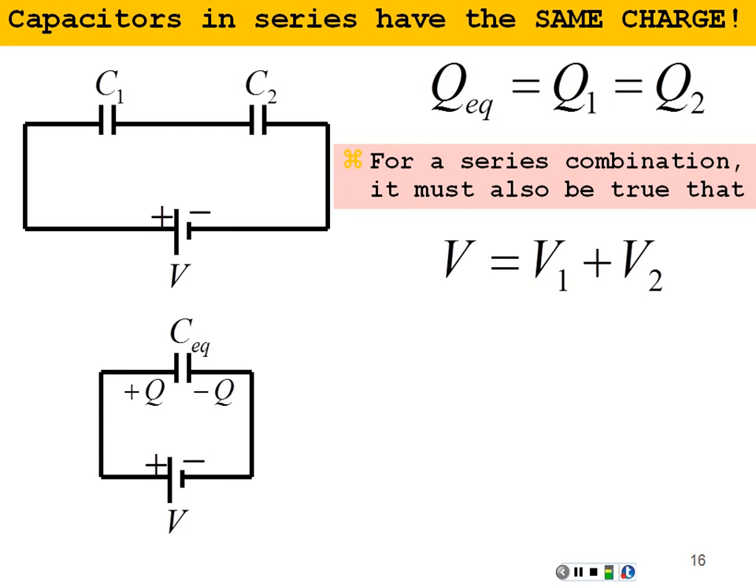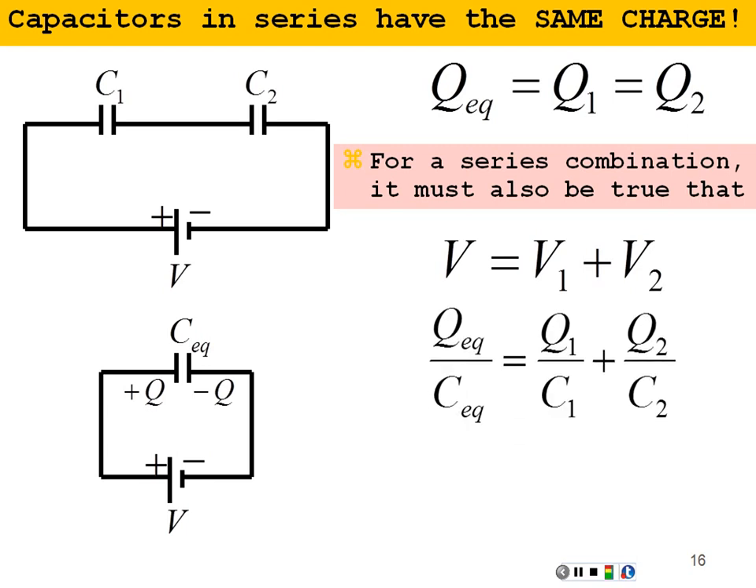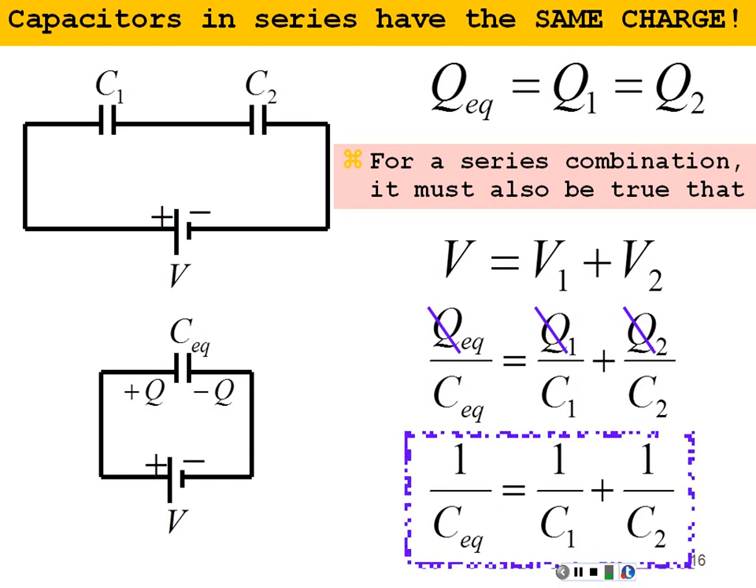From my definition of capacitance, since C is equal to Q over V, V should equal Q over C. So we have Q equivalent over C equivalent is equal to Q1 over C1 plus Q2 over C2. But all these charges are the same, so we can divide both sides of the equals by the same amount, get rid of the charges, and we're left with 1 over C equivalent is equal to 1 over C1 plus 1 over C2. That is a formula that allows us to calculate the equivalent capacitance of a series combination.